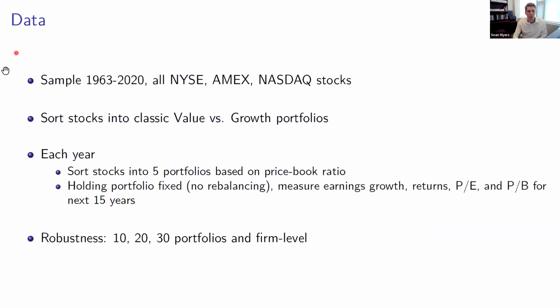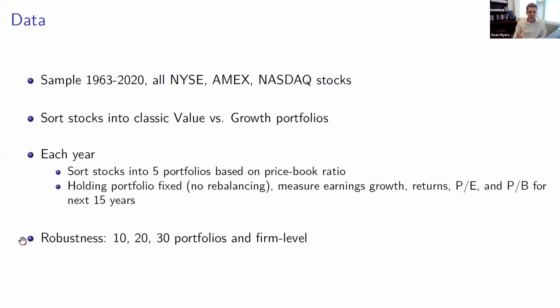Okay, so throughout this talk, I'm going to be using the same data set, and intentionally, it's a fairly bland data set. So there is no innovation here on this front. We're going to be looking from 1963 to 2020 at all stocks traded on major indices. We're going to sort stocks into the classic value versus growth portfolios. Specifically, each year, we take all stocks and sort them into 5 portfolios based on their price-book ratios. And then holding the portfolios fixed, so without rebalancing, we're going to track the buy and hold future earnings growth, returns, price earnings ratio, and price book ratio over the next 15 years, essentially to track how one cohort of firms does compared to, say, an alternative cohort.